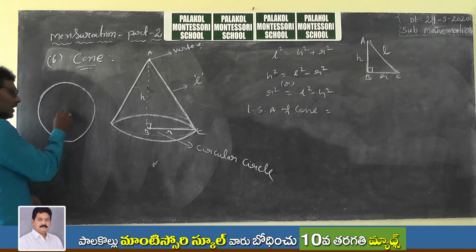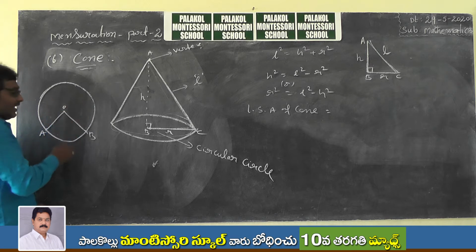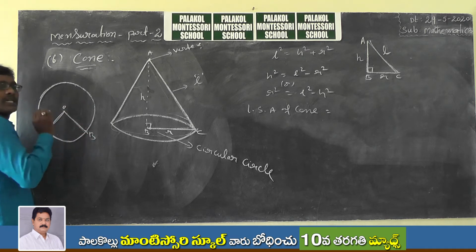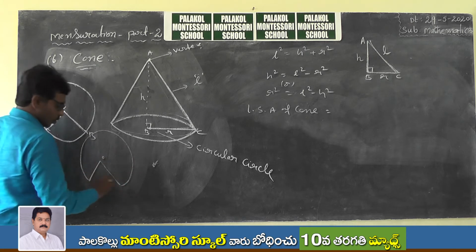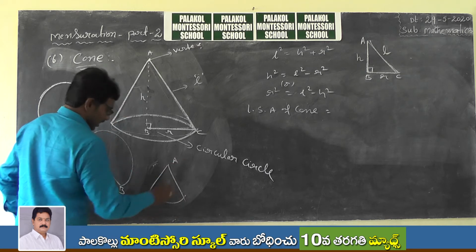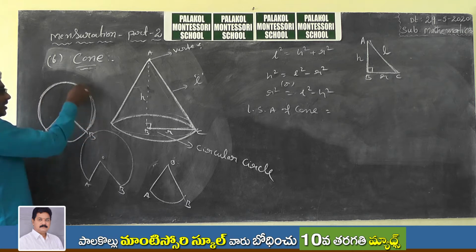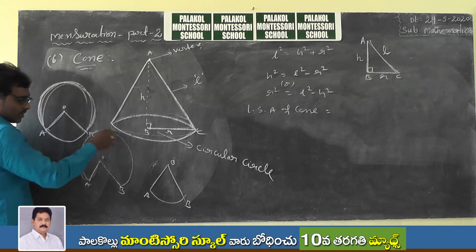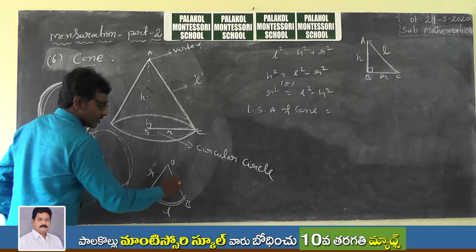This is a circle with a center O. You select 2 points on the circle, A and B. Join OA and OB. They are the radius of the circle. Cut it according to that radius. Two sectors are formed, one is a minor sector and another is a major sector. This is called the length of the arc, which is represented by small l. This radius is r.